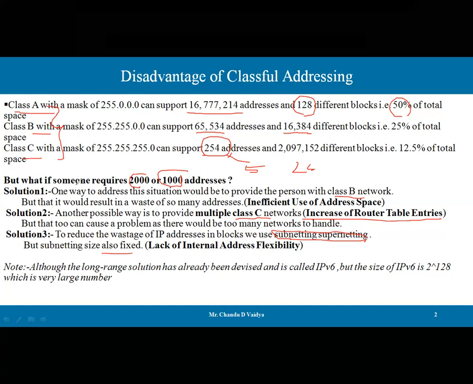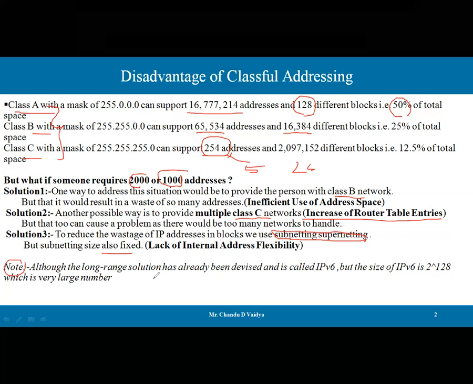So different solutions are available, but they are not good for this particular problem statement. There will be insufficient use of address space, increased router table entries, and a lack of internal address flexibility. But then what is the solution? The solution can be one, and what is that solution?